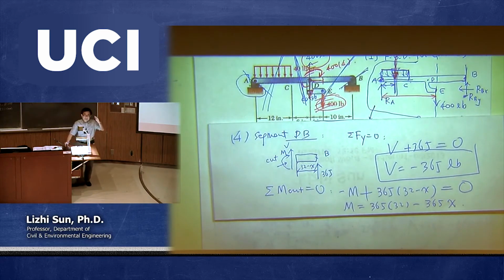So now through step 2, number 3, number 4, we got the shear and the moment distributions as a function of x. The last step is to plot the shear and the moment diagrams. We call this step number 5.